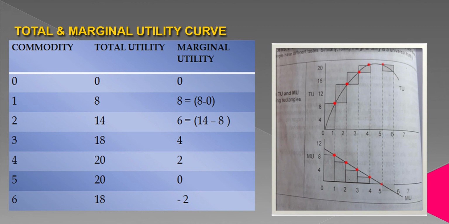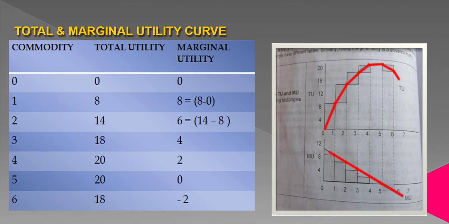It indicates that he reaches the maximum. At the fifth apple, his marginal utility is 0. At the sixth apple, total utility decreases from 20 to 18. And when total decreases, marginal becomes negative, that is minus 2.